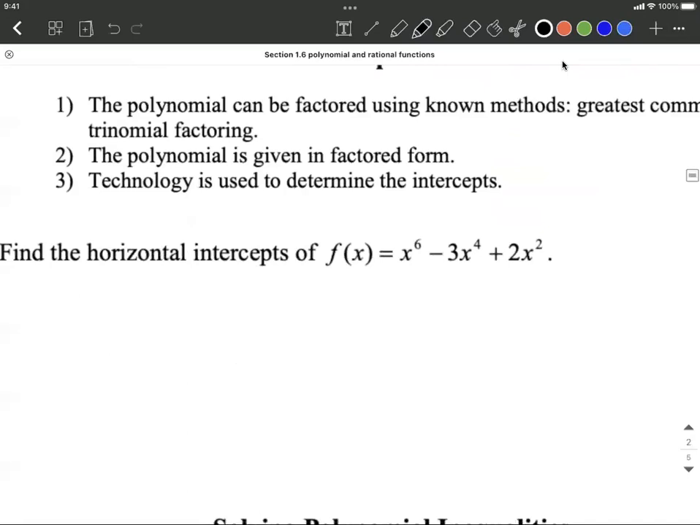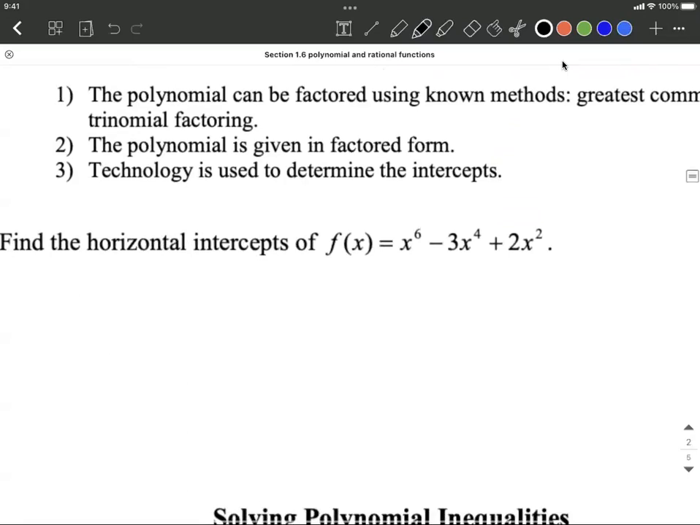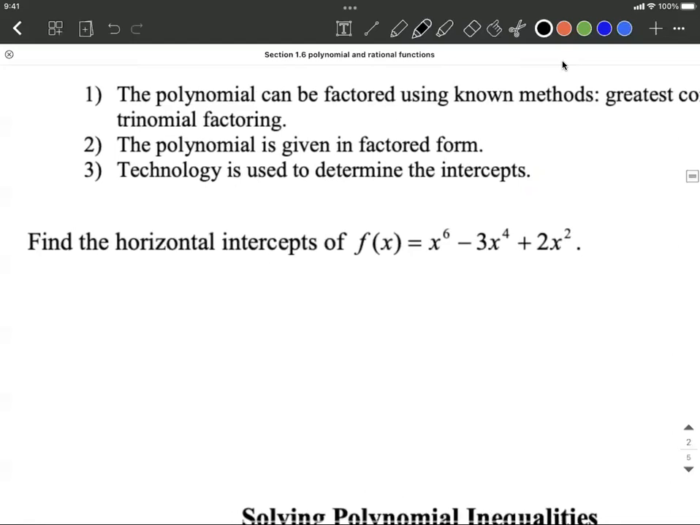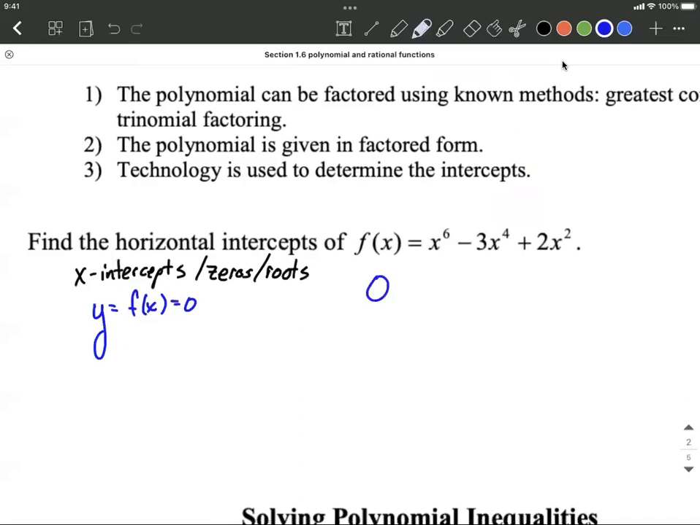Now, when we hear horizontal intercepts, maybe terminology you're not as comfortable with. If I say x-intercepts, or zeros, or roots, these all mean the same thing as horizontal intercepts. So you may see this other terminology. Basically, we want to get down the basics of x-intercepts always occur when y or f of x equals 0. So I want to plug in 0 to our function, to f of x.